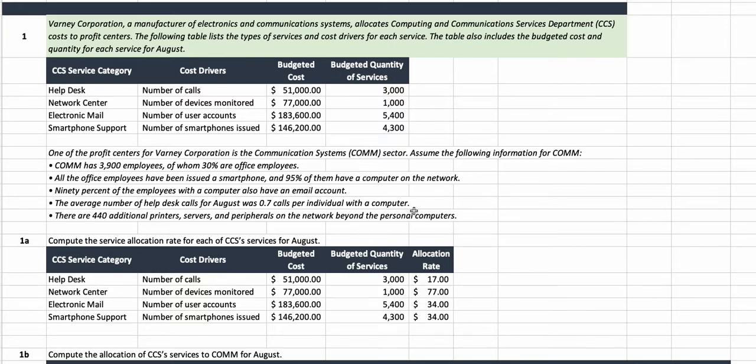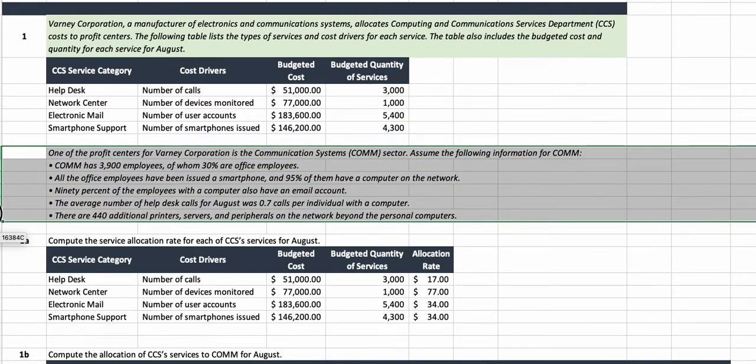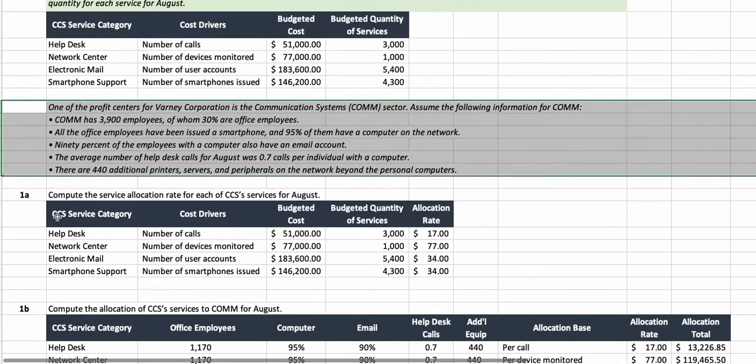They manufacture electronics and comms, and what they want to do is allocate some service department cost to one of their profit centers. They give us some information regarding the different services that they provide, the cost drivers, the budgeted cost, and the budgeted quantity of services. They also give us a little bit more information here as to how all of these costs need to be allocated. They want us to do two things.